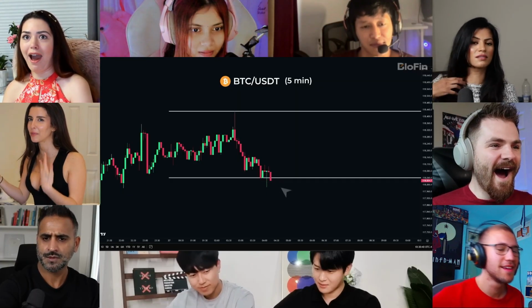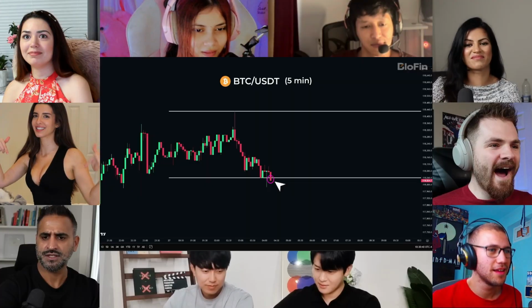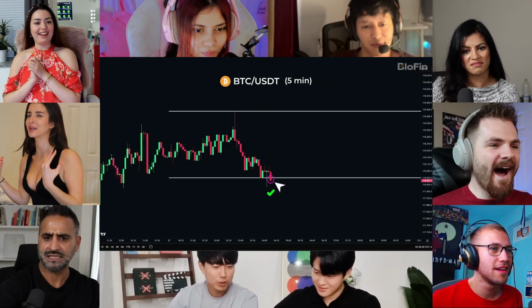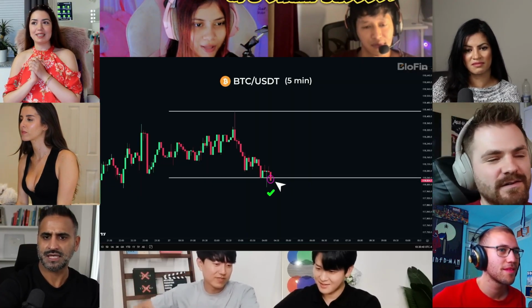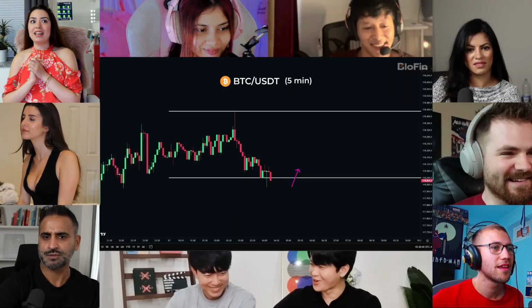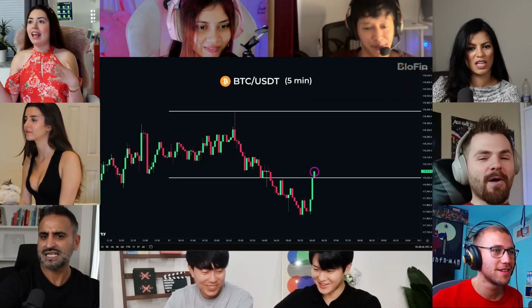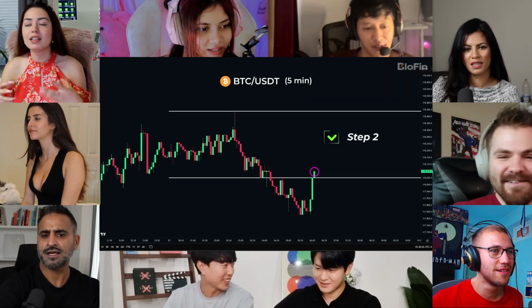But shortly after, we see another breakout. But this time, the candle does close below the range low. So that's the confirmation we needed. Now, we wait for price to re-enter and close back inside the range again. And right here, the candle closes back inside. So that completes step 2.